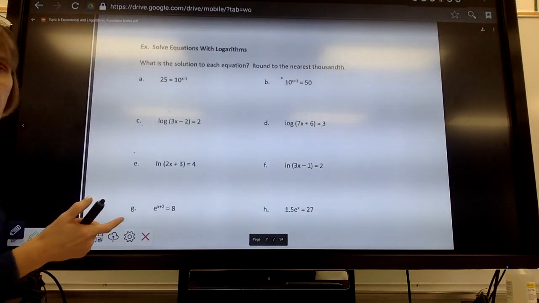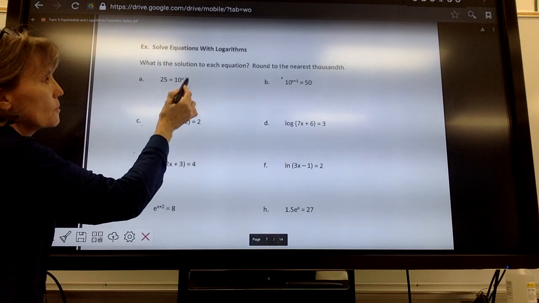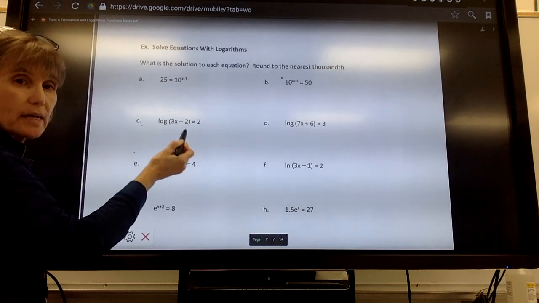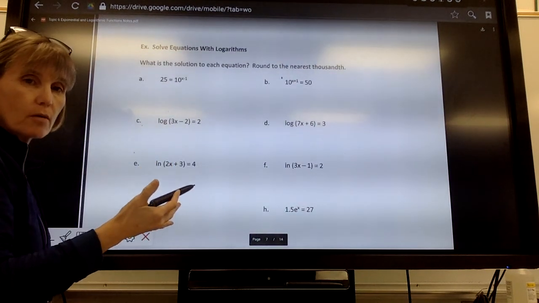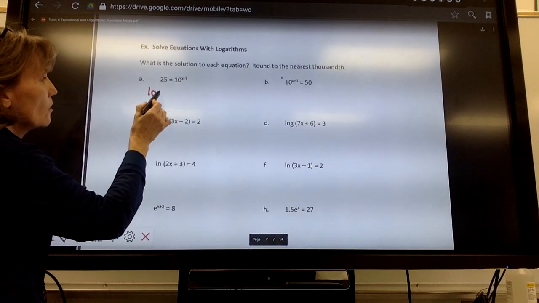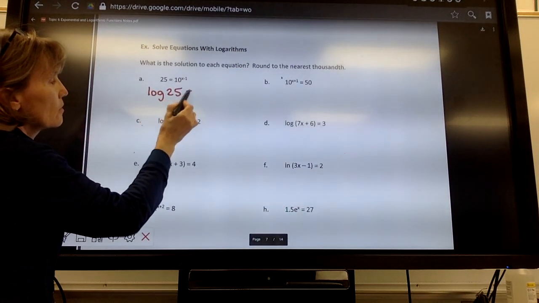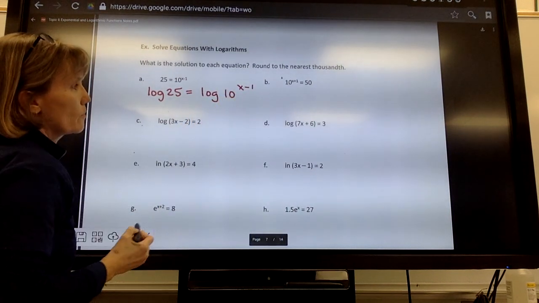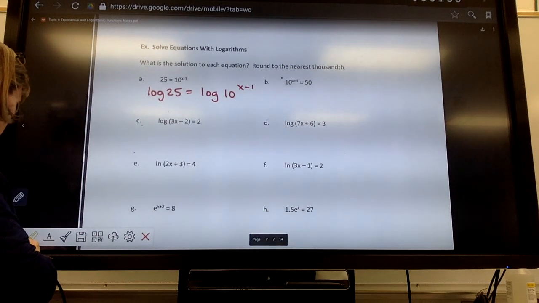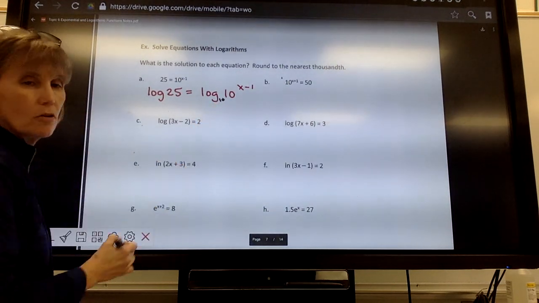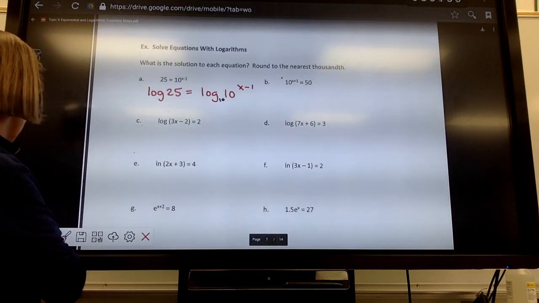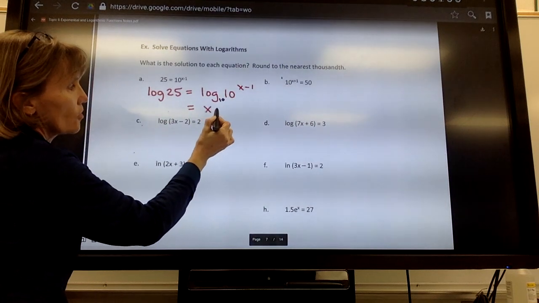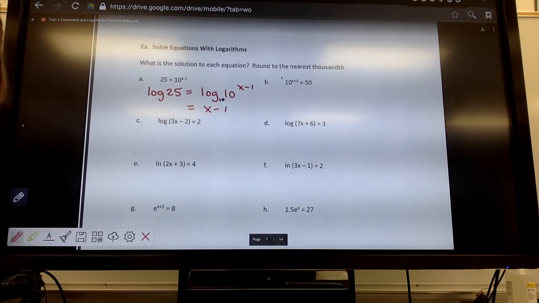I'm going to use that concept when I solve and want to get the exponent here. It's in exponential form and the base is 10, so that means I want to take the log base 10 of both sides. The log base 10 is the common log, so we can just take the log of both sides. Log of 25 is equal to the log of 10 to the x minus 1. Remember that it's base 10 when you don't see a number there. So when I evaluate this side, the log base 10 and this 10 cancel each other out, and you're just left with the exponent x minus 1.